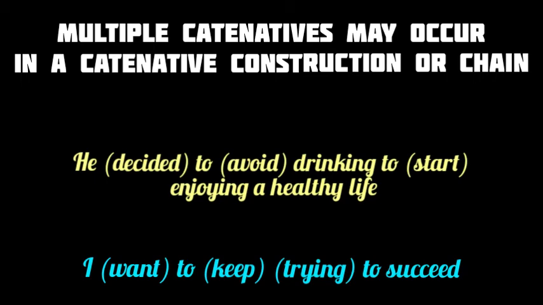In the next example, I want to keep trying to succeed, we have three catenative verbs. The first catenative verb want catenates or combines with the infinitive to keep. And then keep is also a catenative verb here because it combines with the gerund trying. And then prolonging the chain, trying is also a catenative verb because it catenates with the infinitive to succeed.